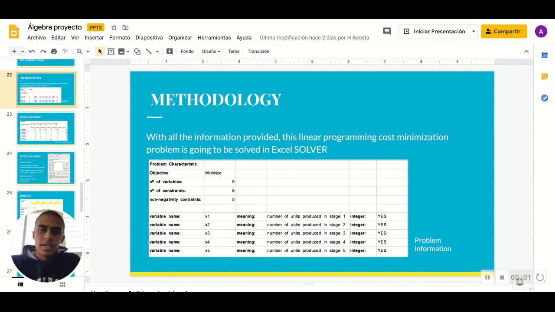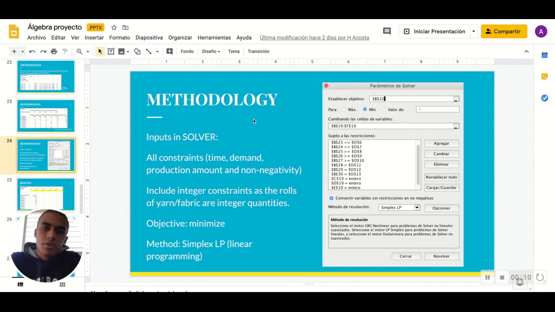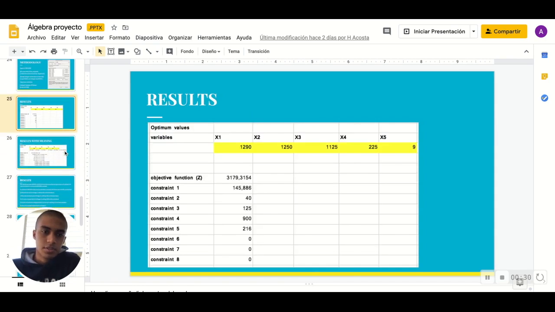We solved this problem using Excel Solver. On the screen right now is the problem information. Now it's the objective function and constraints. And for the inputs of Solver, we put all the constraints. We put all of the integer constraints, as the rolls of yarns or fabrics are integer quantities. Our objective is to minimize, and the method is simplex LP. Here are the results, and here are the results with meaning.